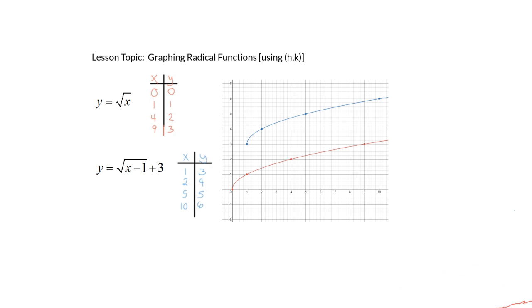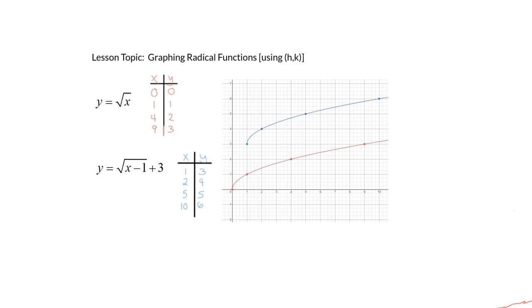What is a difference? Well, the difference is where it's located in the coordinate plane. This red curve starts at 0, 0. Where does the blue curve start? It starts at 1, 3. Where have we seen the point 1, 3? Well, we saw that right here, 1, 3 in our table.